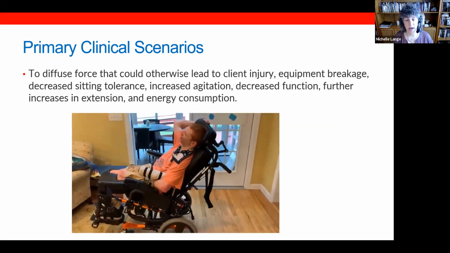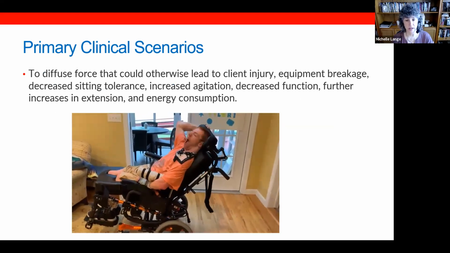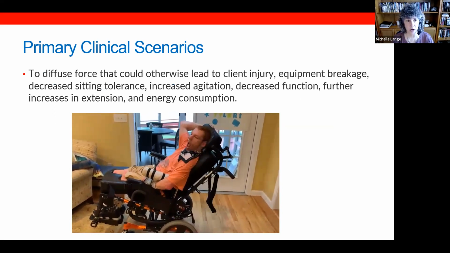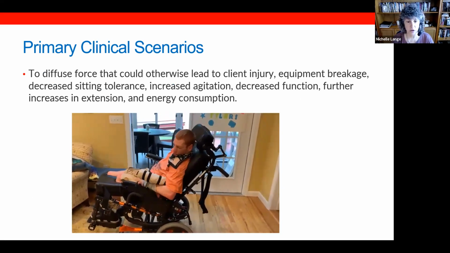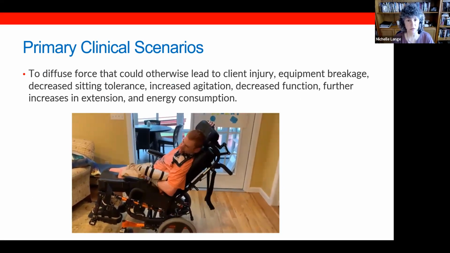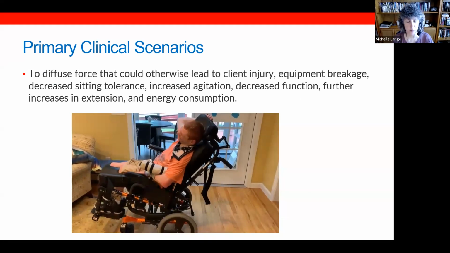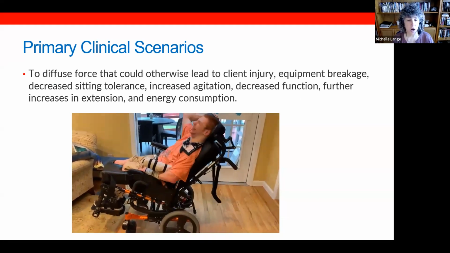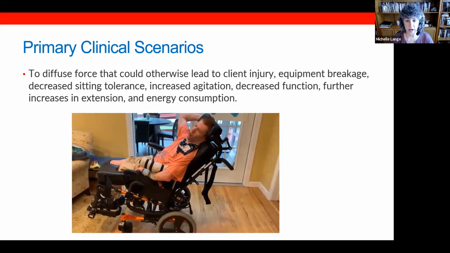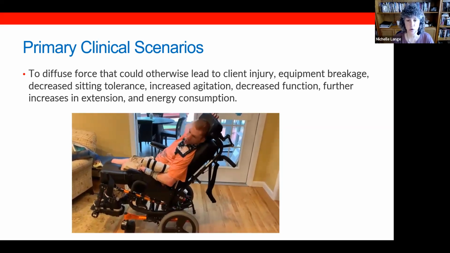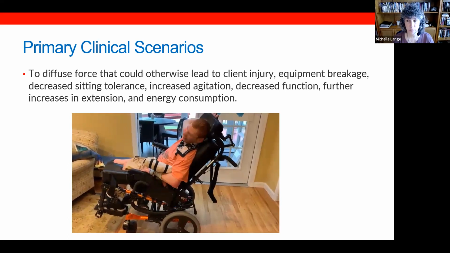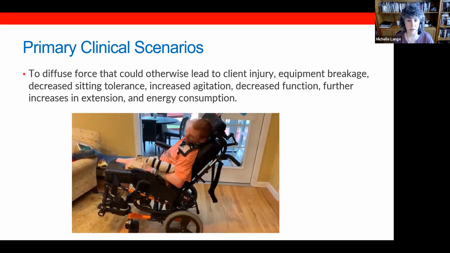Now, this young man has large movement patterns and a lot of extension throughout his body. So, in our primary clinical indicators, our first one was to diffuse this force and absorb. And this otherwise could lead to client injury. He could readily injure himself pushing with this force against the system. He could break equipment. He may not be able to tolerate sitting as long.